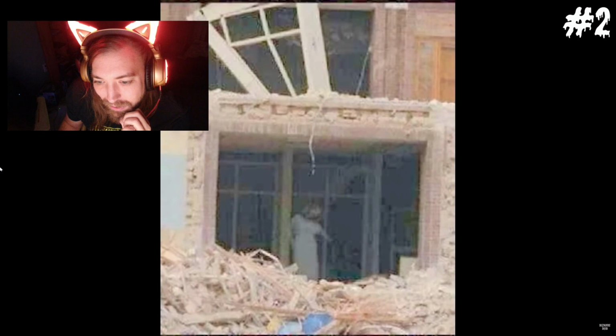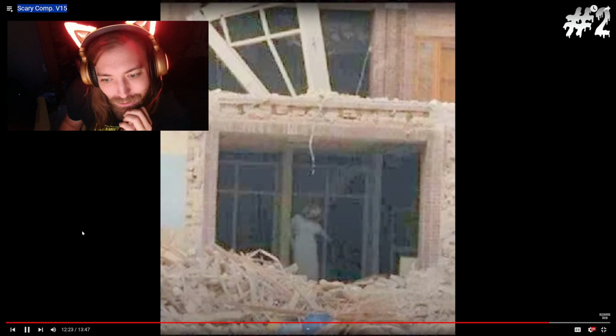Could this be a case of pareidolia, or is this actually an image of a ghost? If it's the latter, then this has got to be the most terrifying image I've seen in a while. It's the bent neck for me that creeps me out. Definitely.